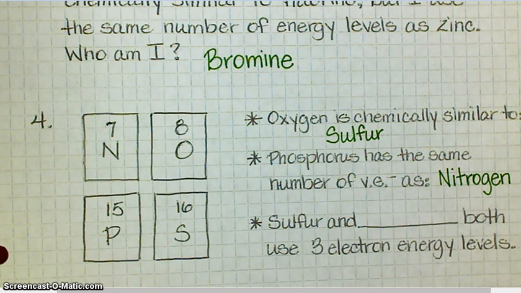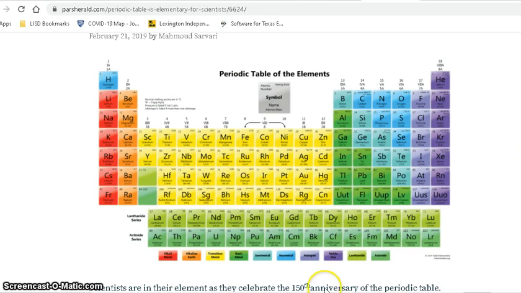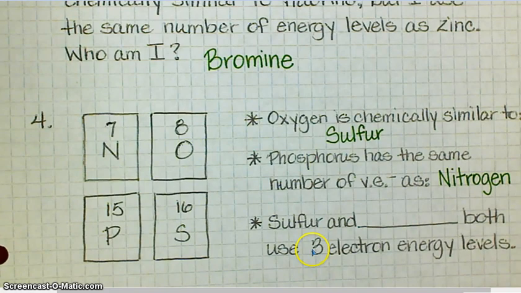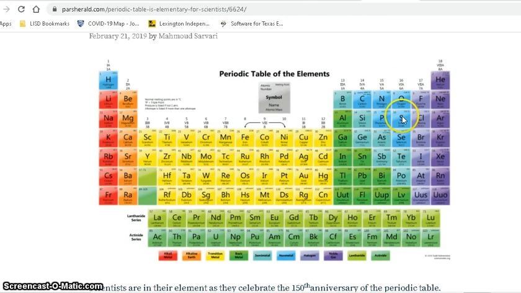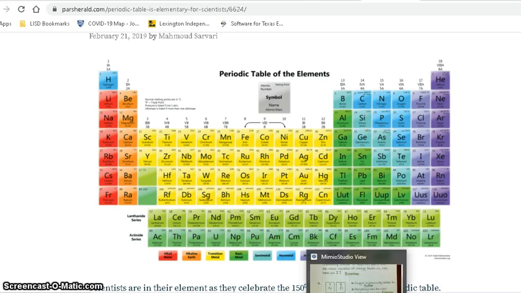All right, then the next question says sulfur and who both use 3 energy levels. Okay, so the little piece of the periodic table that we're looking at is right here. Here's nitrogen, here's phosphorus, here's sulfur, and here's oxygen. Sulfur and what? Both have 3 energy levels. That means that sulfur is going to be in period or row 3, and they're asking who else is in period or row 3, because who else has 3 energy levels? So it's got to be somebody in the same row as sulfur, so that's going to be phosphorus from our choices.